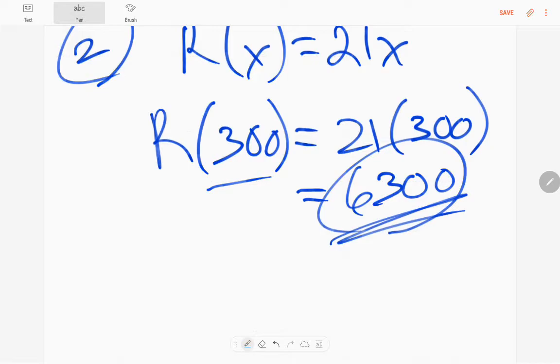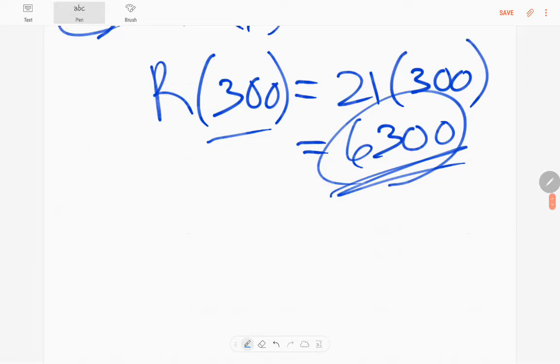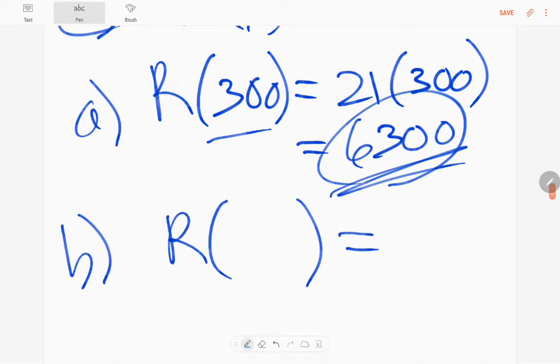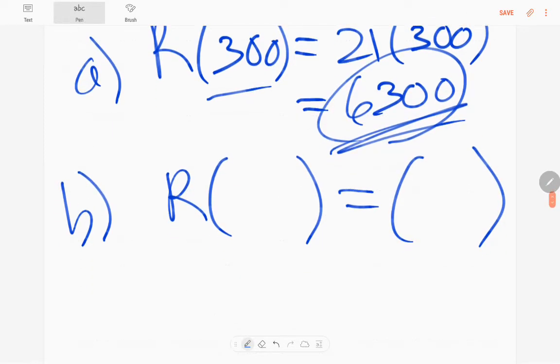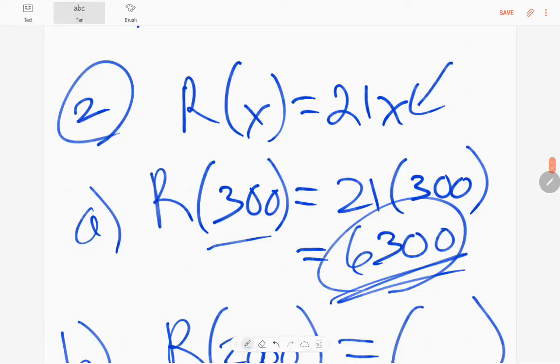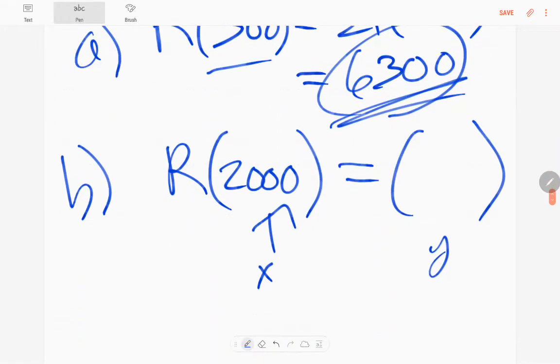What is the revenue from the sale of 2,000 hats? And this is part B. And it says something like R of what equals what on my computer. Well, remember in this particular problem, the x value is the number that you sell. So the 2,000 has to go over here where the x is. And for the y, we'll just plug in 2,000 into the function right there. Real easy. And I get 42,000. So we bring in $42,000 when we sell 2,000 hats.